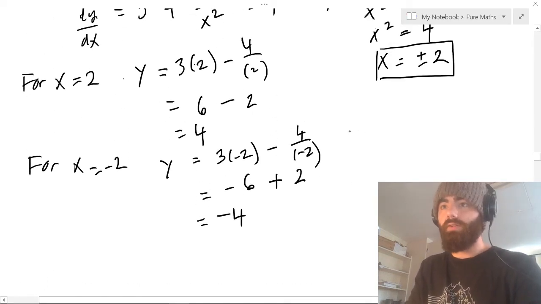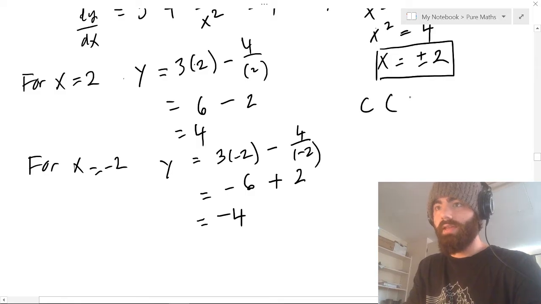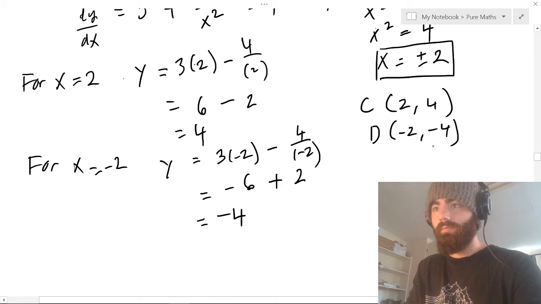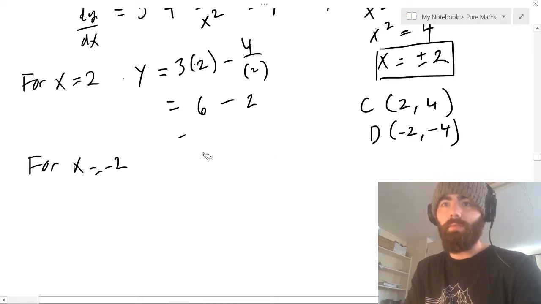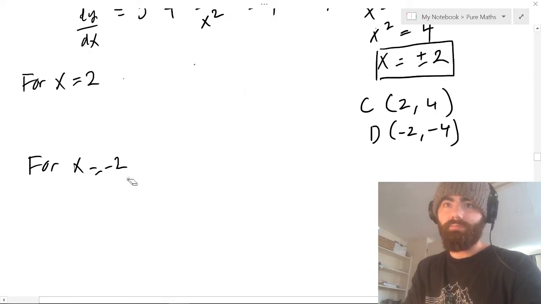Cool, so then we've worked out these 2 points. So we can say C occurs at 2, 4, and D is at minus 2, minus 4. Okay, so then we can rub this out, because I haven't left myself enough space. So we'll just rub that out. So now we found C and D.